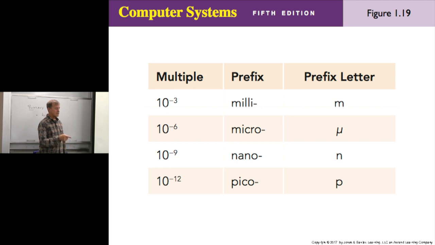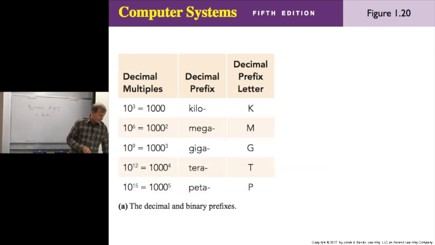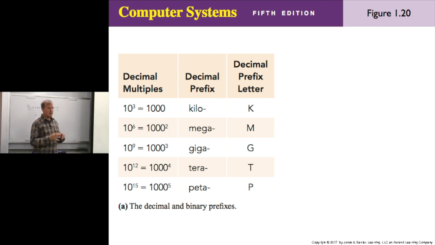1/1000th is 10 to the minus 3, a micro is a millionth, a billionth, and a trillionth. Do you know what comes after that? A femto, I think. I think that's what it is. Okay. And now, those are for small values that normally apply to time.